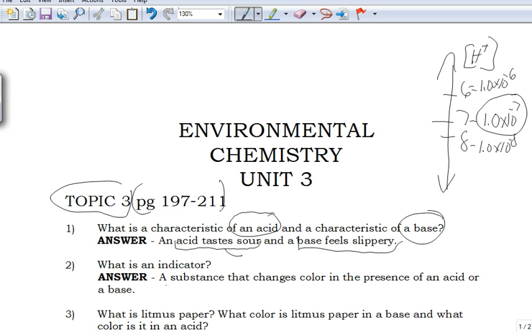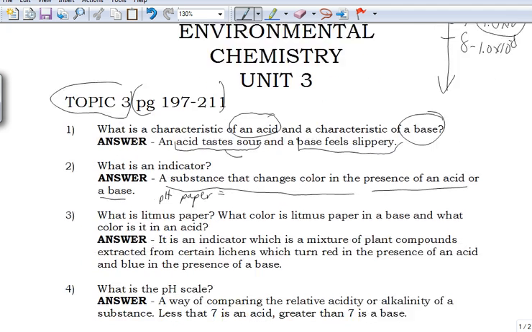What's an indicator? An indicator is a substance that changes color in the presence of an acid or base. Often plant products make good indicators, and so that's how we make pH paper. So pH paper turns different colors.